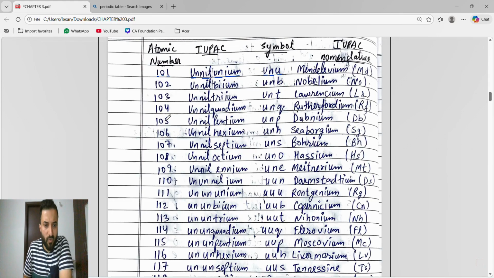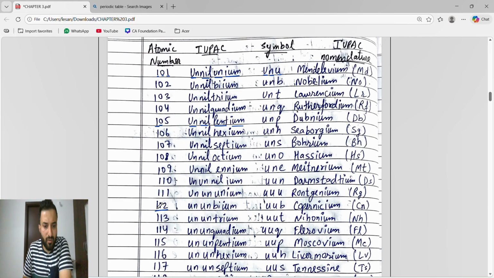Now suppose the same with 105. 105 means 1 is un, 0 is nil, 5 is pent. Un, nil, pent, and at the last I have to write ium. Unnilpentium. Same with 112, anything you can take, guys.